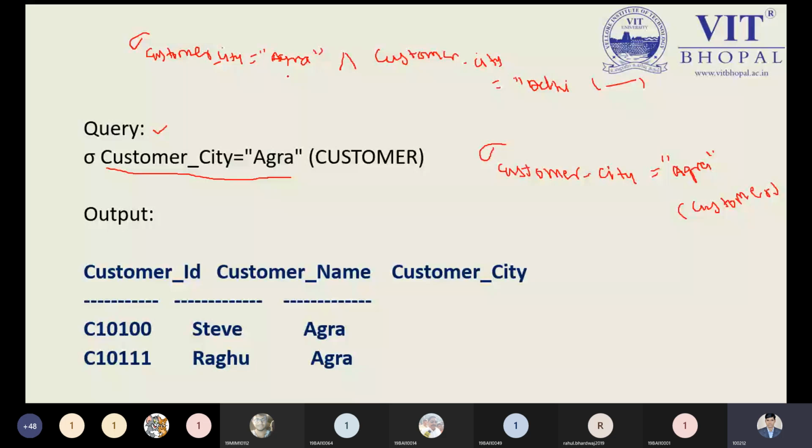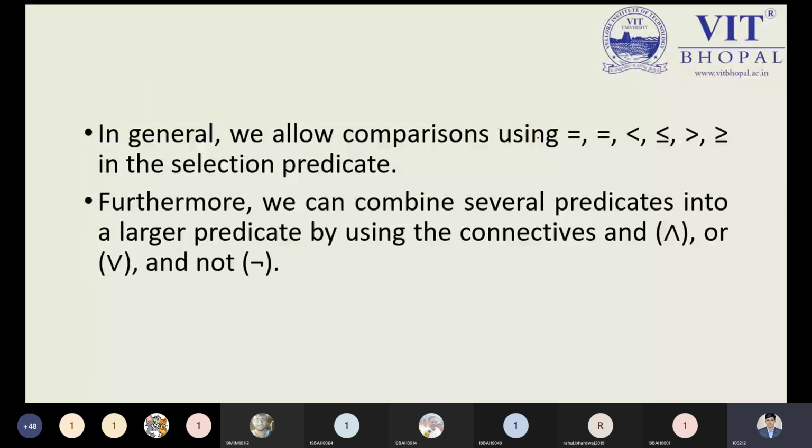So in general, as I told you, we allow the comparison operators if we want to perform such selection operations. So here we have equal to, okay, and less than, greater than, or greater than only, less than only, greater than or equal to, less than or equal to as well. So we have the relational operators. Furthermore, we can combine several predicates into a larger predicate by using the connectives, and those are these.